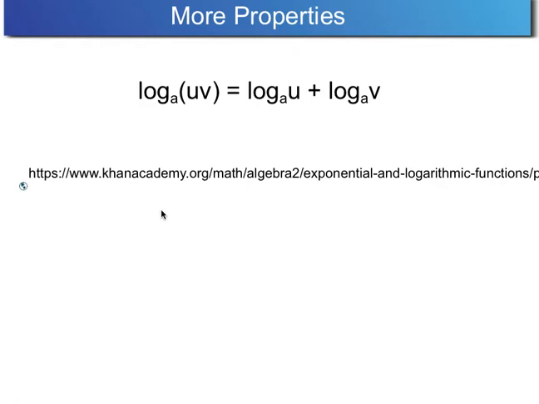So if you look at the first property, it says log of a product is equal to the sum of the logs. Now remember, logs are exponents. So when you are multiplying two bases together with exponents, what do you do to the exponents? Well, you add them. So log of a product is equal to the sum of the logs.